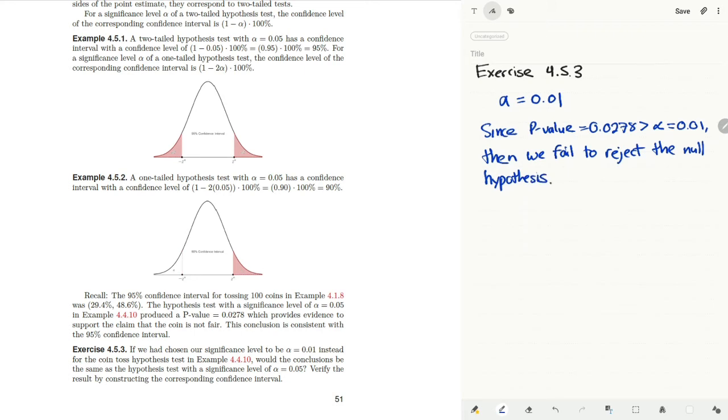And recall that the null hypothesis in that test was assuming that the coin is fair, which means that there is insufficient evidence to conclude that the coin is not fair.